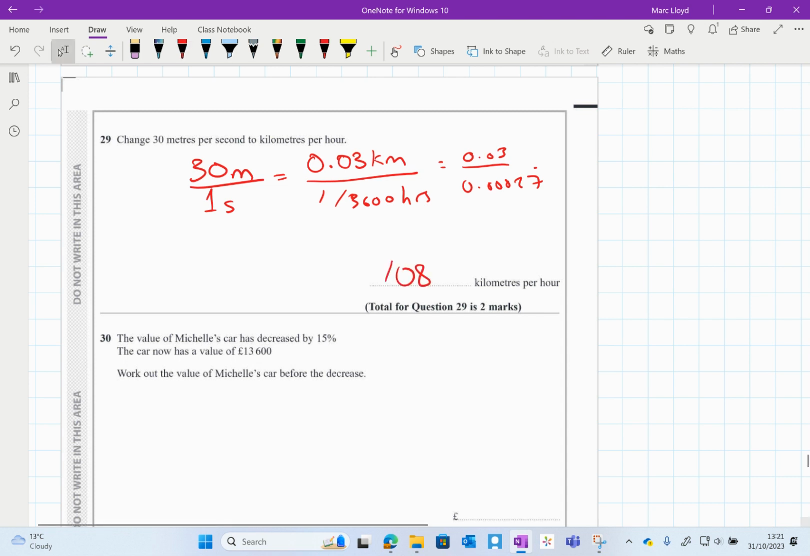I just want to see how Maths Genie have done that. Yeah, they've just gone a totally different way. They've effectively multiplied by lots of other things. 60 times 60, 3,600 seconds an hour. But no, I like the way I've done it because what I've done in there is I've converted meters to kilometers. I've converted seconds into hours. It's nasty. It's horrible, but we've got there.